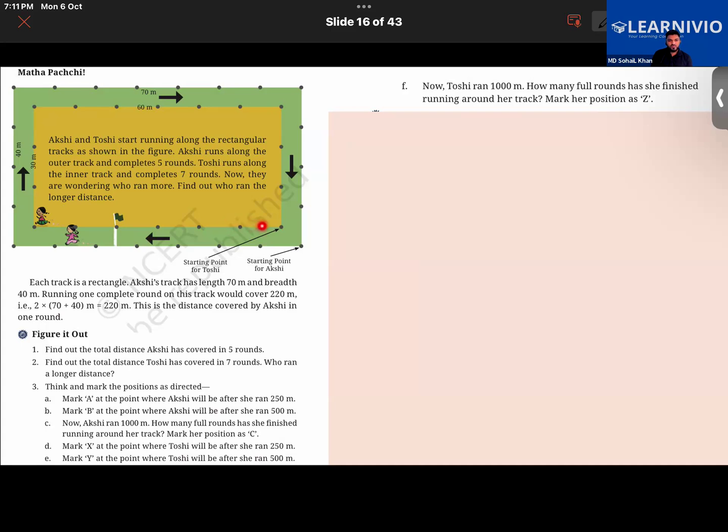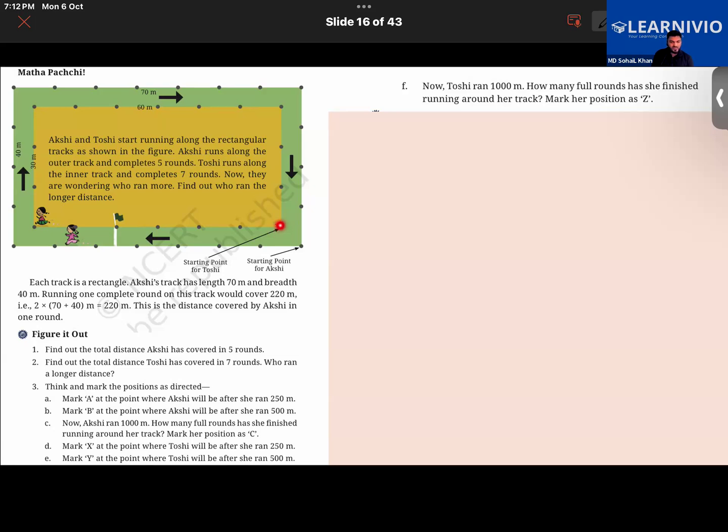So what is the distance between 360 and 500? That's 140 meter. When she does two rounds of the inner track, that is equal to 360 meter. Then to complete 500 meter, she will have to run 140 meter more. So she will come to this point from where she has started after running two rounds.